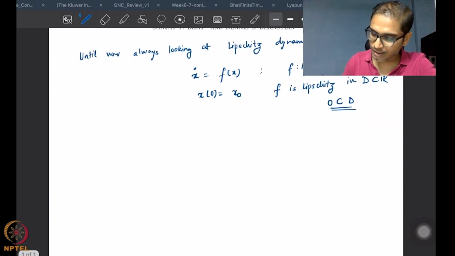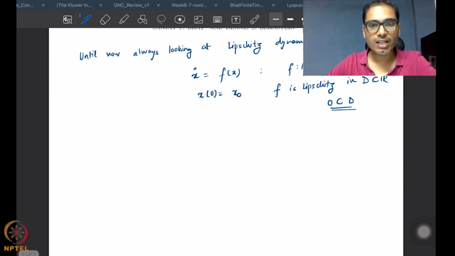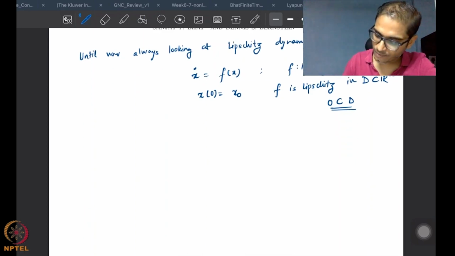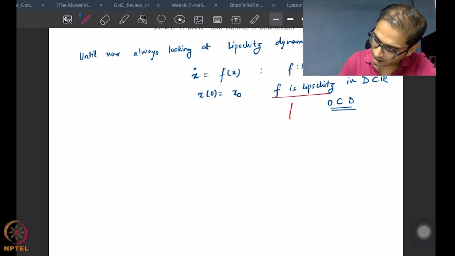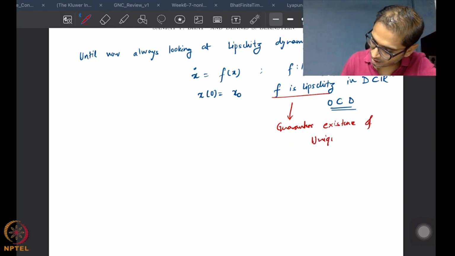So what was this Lipschitz condition? We have not formally looked at this, but basically this condition guarantees existence of unique solutions.